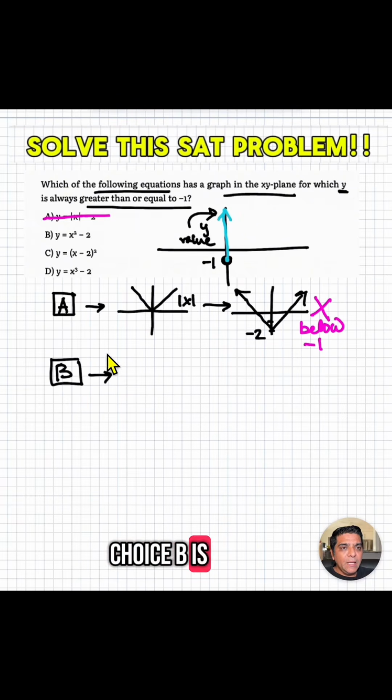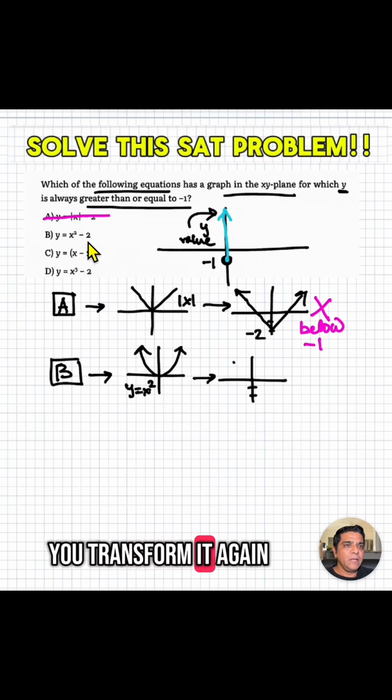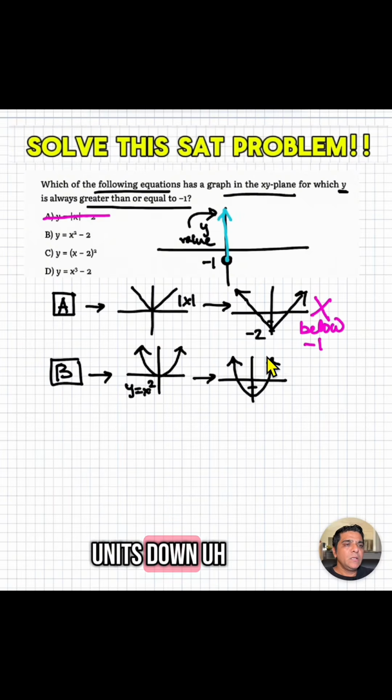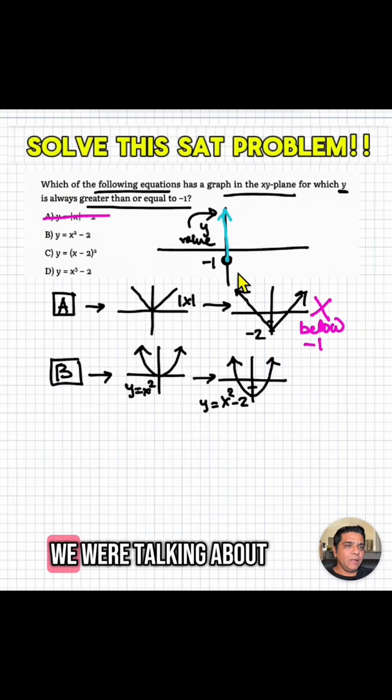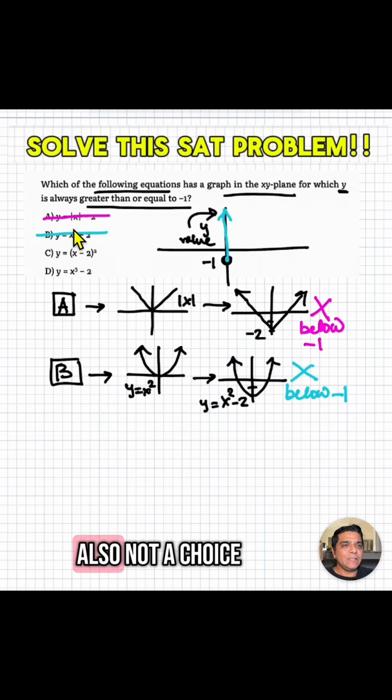Choice B is, let's take a look at the x squared graph. It's a normal parabolic graph like this, y equals x squared. And when you transform it, again, you're going 2 units down, below the -1 threshold that we were talking about. So again, this has a y value below the -1. So this is also not a choice.